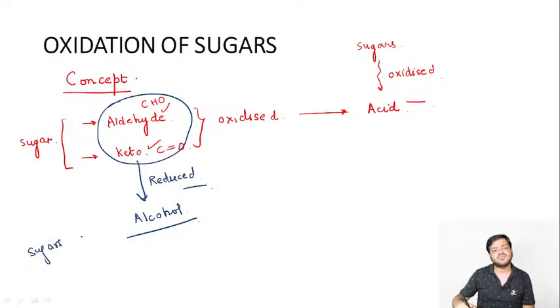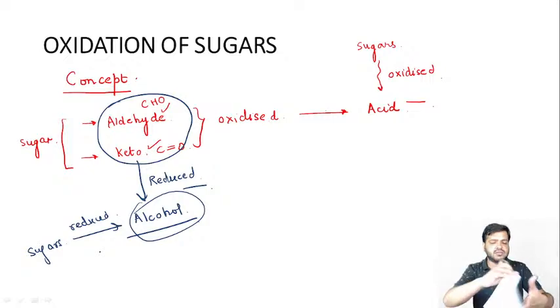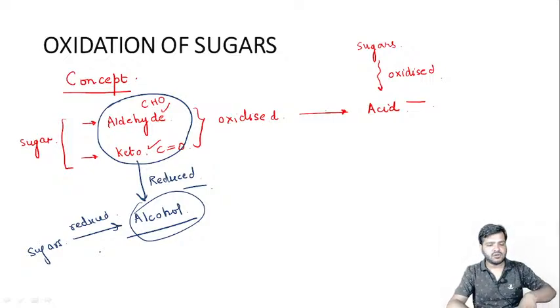In simple words, when sugars are reduced, a compound will be retained that is called an alcohol. So whenever sugars are oxidized, it will lead to the formation of acid. Whenever these sugars are reduced, it will lead to the formation of alcohol. Now we are going to see one by one all the oxidation structures and everything. So now we start with the very first one, mild oxidation of glucose.